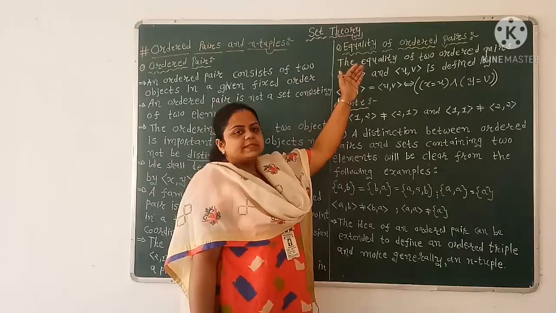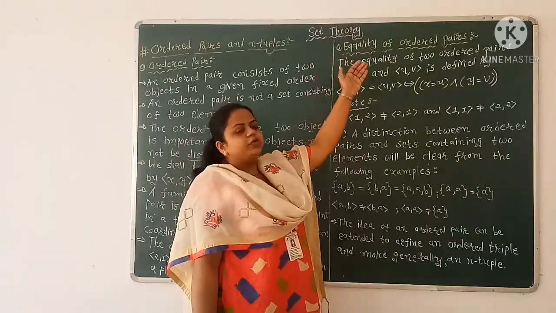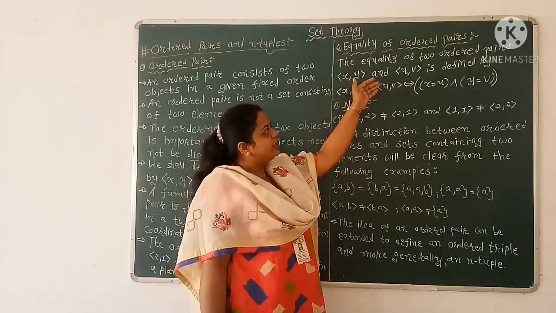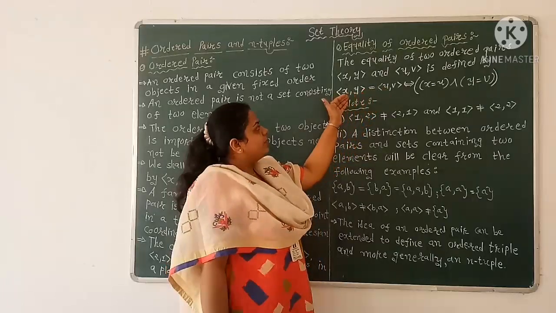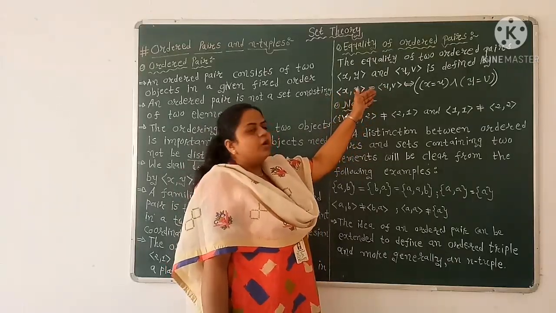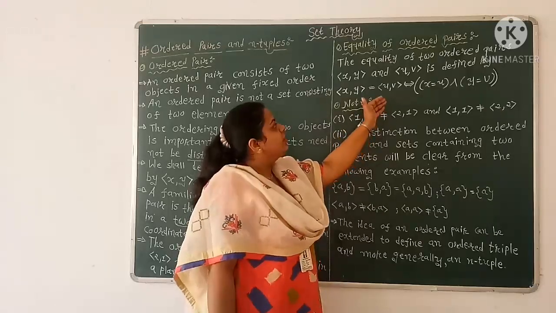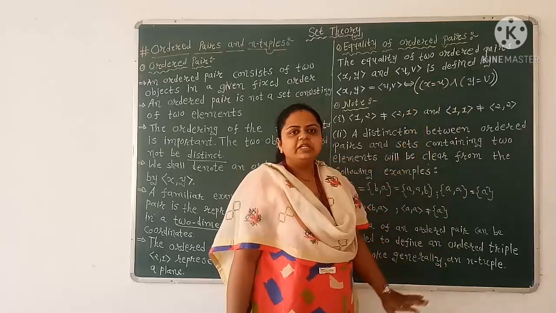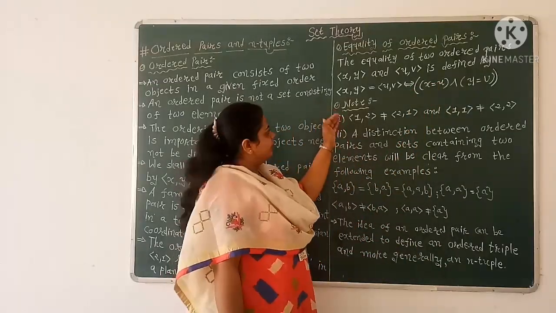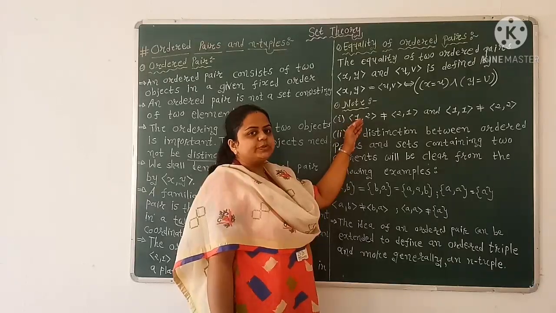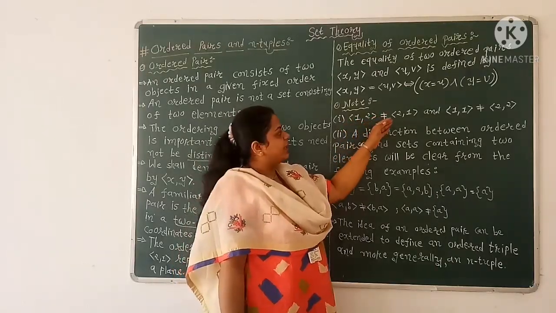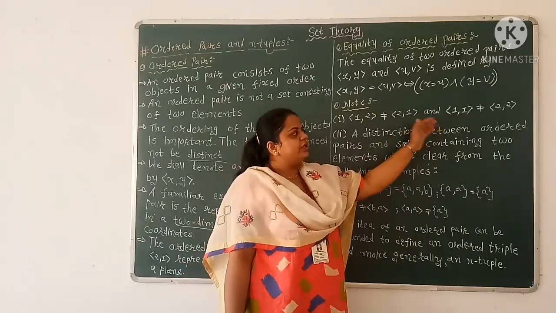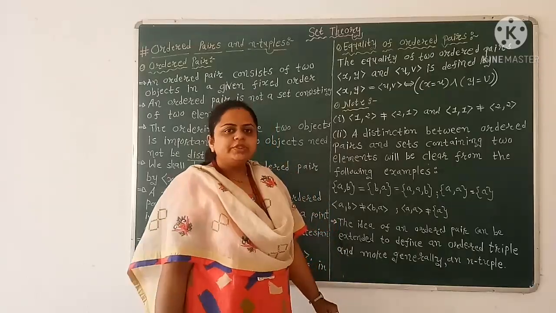Equality of ordered pairs. The equality of two ordered pairs (x, y) and (u, v) is defined by: (x, y) is equal to (u, v) if and only if x is equal to u and y is equal to v. Note: ordered pair (1, 2) is not equal to (2, 1), and (1, 1) is not equal to (2, 2).